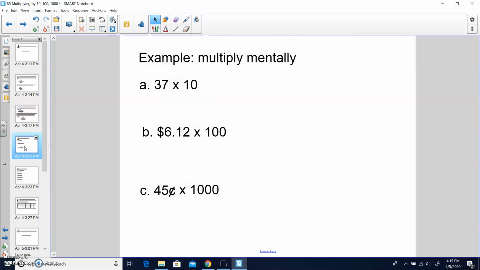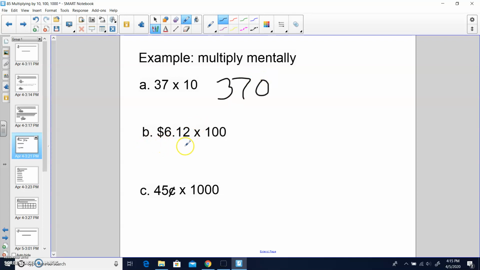Okay, let's try some. Example, multiply mentally. 37 times 10. So I'm thinking, okay, I have my 37, just going to write that number. I'm multiplying times 10, so that has 1 0. I'm just adding 1 more 0 on to the end. So 37 times 10 is 370.